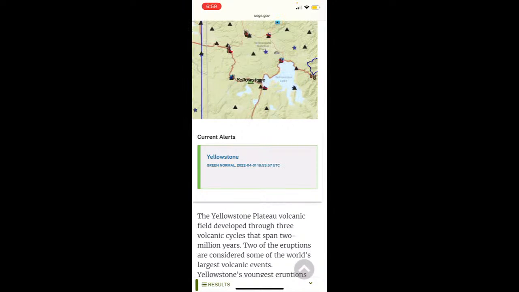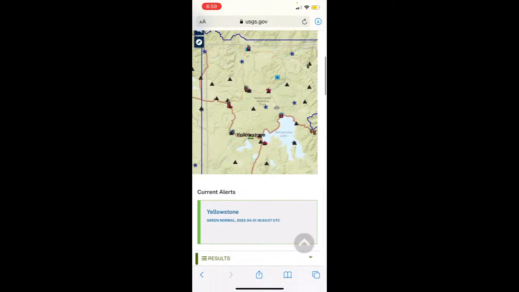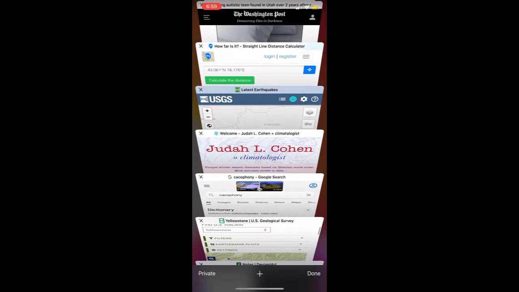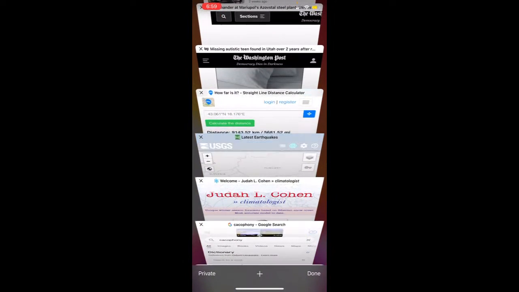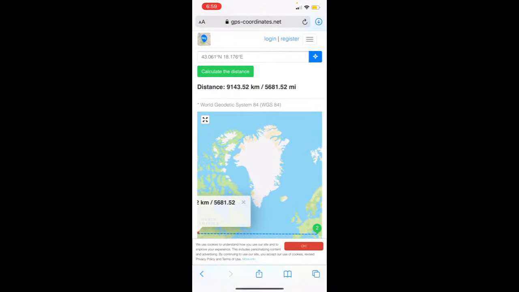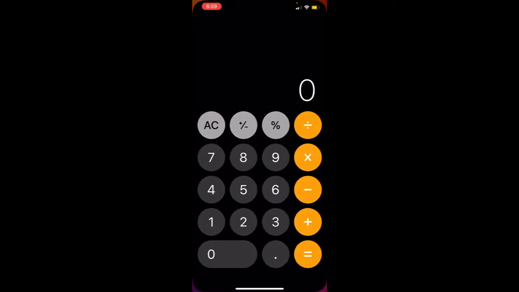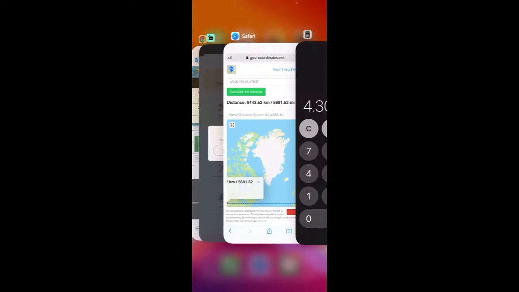But anyway, it was 22 minutes, at, I believe it was 5,681.52 miles. So 5,681.52 miles divided by 1,320 seconds is 4.3. The seismic wave was traveling at 4.3 miles per second. Very, very fast. Or that's kilometers.